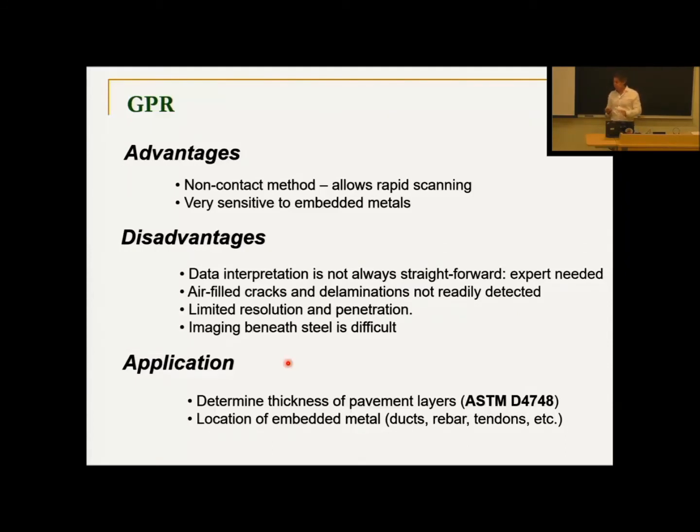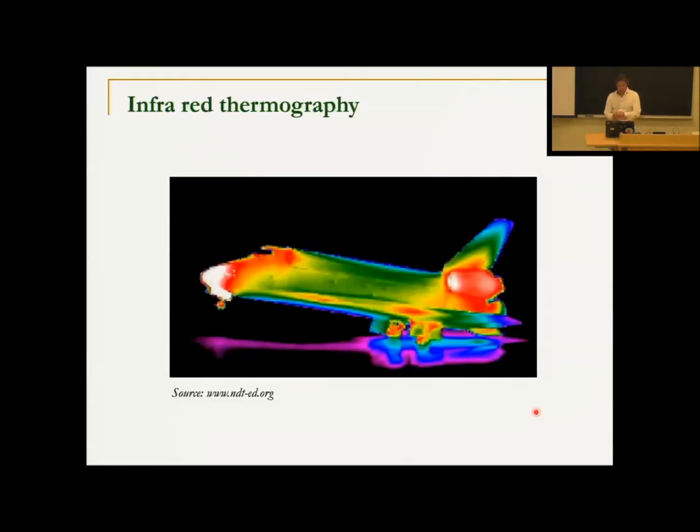Nonetheless, it has great application. It's excellent for locating embedded metals, ducts, rebar, tendon, and so on. And for the case of asphalt pavement layers, it's quite a good method, and it's standardized in the US through this ASTM standard. Now, moving on to another method here, infrared thermography.